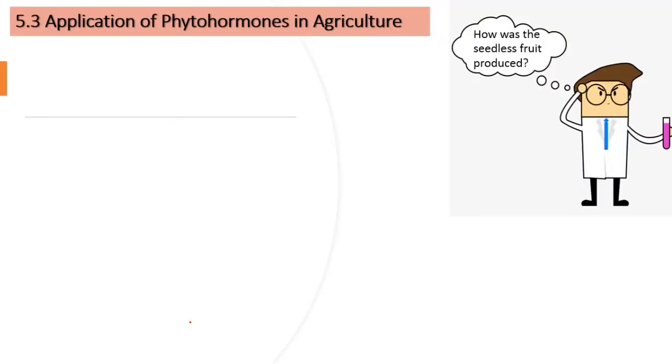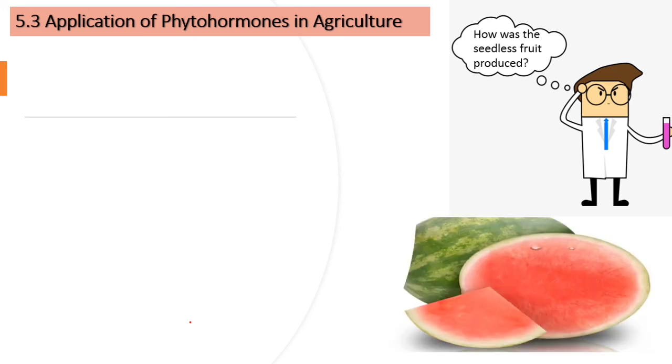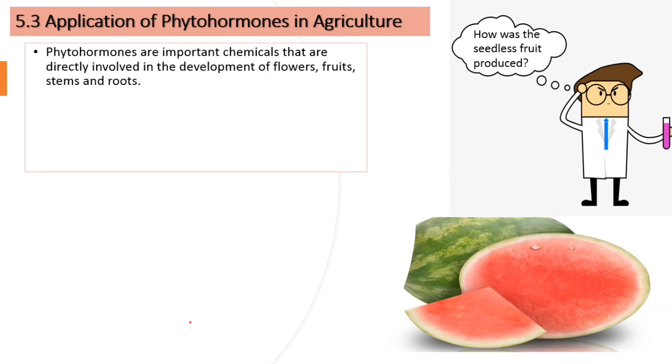Okay, this is the application of phytohormones in agriculture. How are seedless fruits produced? Right, the watermelon has no seed. So the application of phytohormones in agriculture to produce seedless fruit is called parthenocarpy. Phytohormones are important chemicals that are directly involved in the development of fruits, flowers, stems and roots.